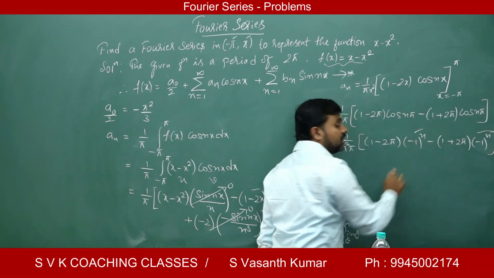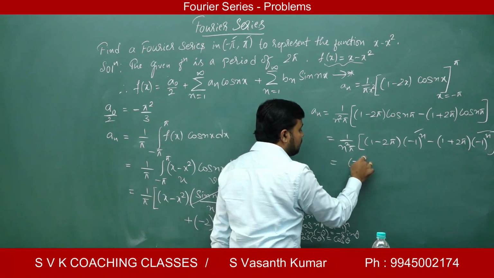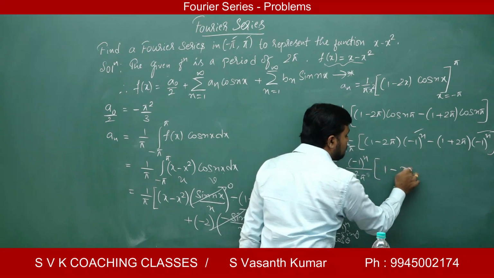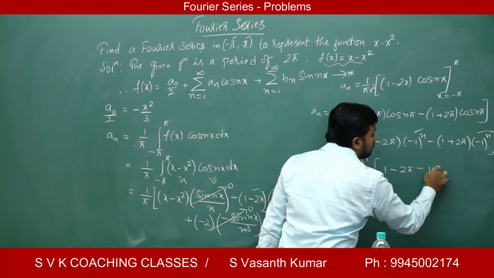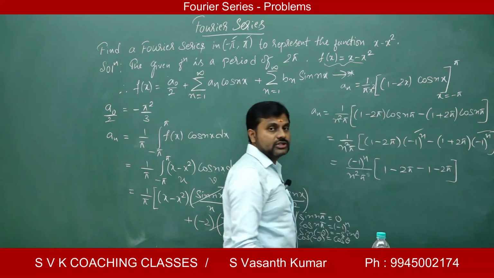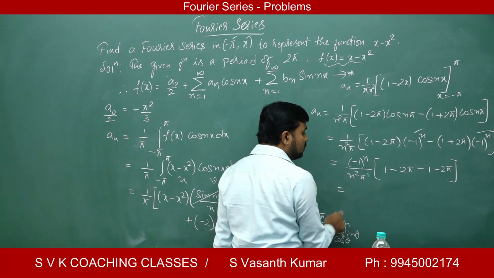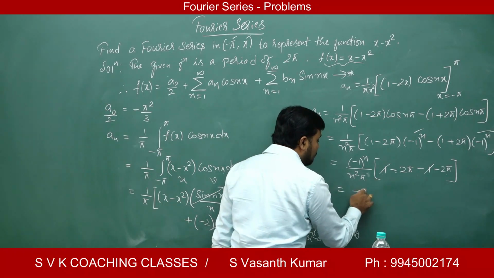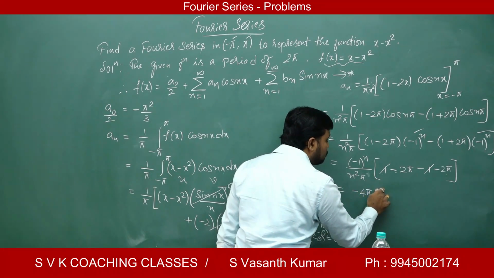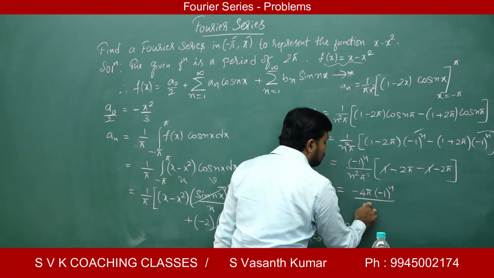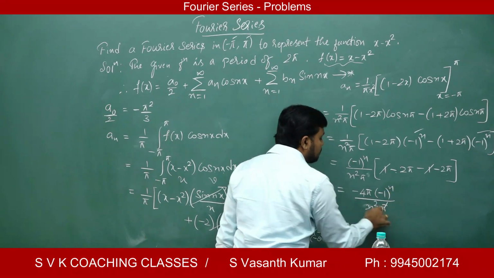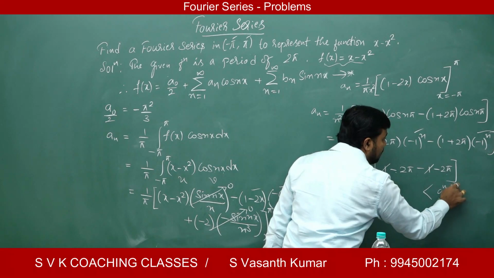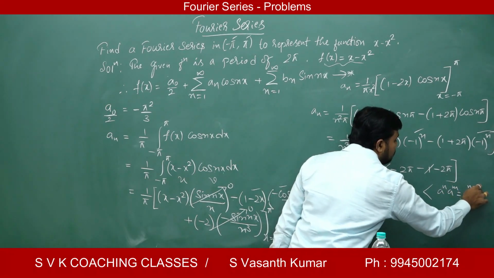Now we have a common term, minus 1 power n. Take that out and simplify further. Minus 1 power n by n square pi into 1 minus 2 pi minus 1 minus 2 pi. So you are left with 1 minus 1 cancelled, minus 2 pi minus 2 pi is minus 4 pi. Minus 4 pi into minus 1 power n divided by n square pi. Here pi gets cancelled. By the laws of indices, a power n into a power m is a power n plus m.